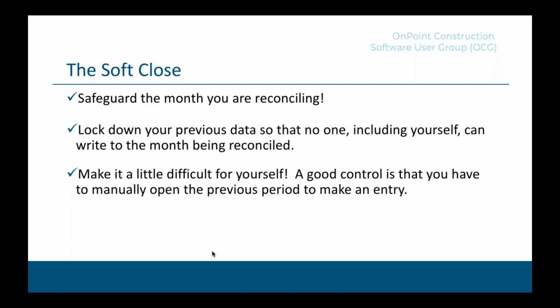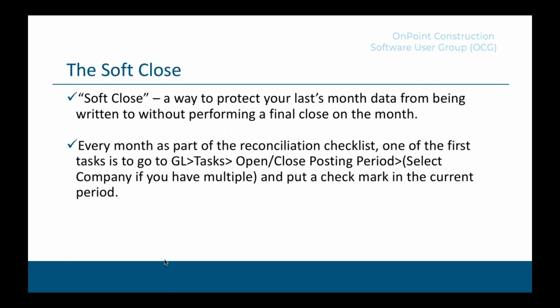So even making it a little difficult for yourself, it's a good control that you have to manually open the previous period to make the entry. If you see something that you didn't do and you want to get it posted into that previous month, you have to uncheck the box. And I'll show you what that looks like in just a second. So again, it's the way of protecting last month's data from being written to without performing a final close of the month. That's why it's a soft close.